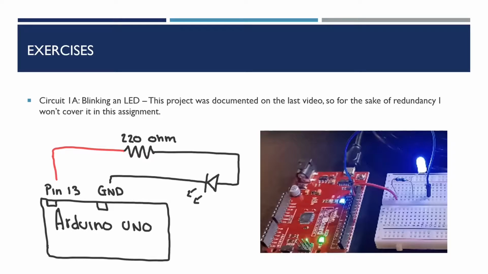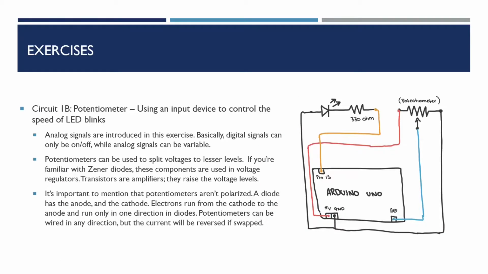So for the exercises, circuit 1A was just a blinking light. I covered this in my last video, so I'm not going to document it. However, it was a very basic circuit. Circuit 1B, the potentiometer. This is using an input device to control the speed of LED blinks. Analog signals are introduced in this exercise. Basically, digital signals can be on or off, while analog signals can be variable. So when we talked about it being true or false, or how fast we're going, this is what we're talking about now.